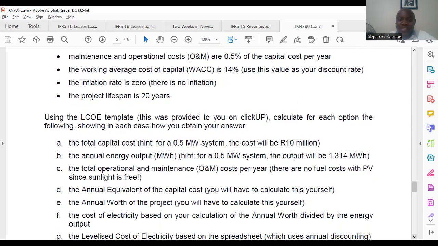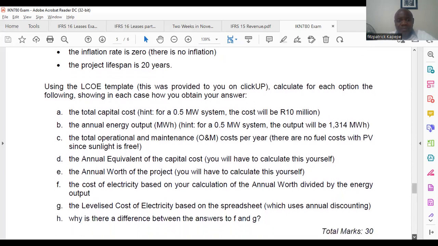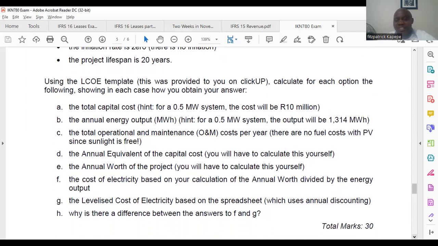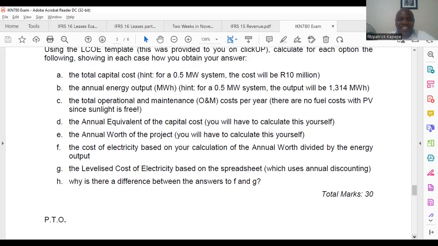The annual equivalent of the capital cost, I'll show you how you can compute that. The annual worth of the project, you'll have to calculate this yourself, which is basically the annual equivalent cost of capital plus the operational cost. It gives you the annual worth of the project. The cost of electricity based on your calculation of the annual worth divided by the energy output. The levelized cost of electricity based on the spreadsheet, which uses annual discounting. Then obviously you can answer F and G, it's the theory.